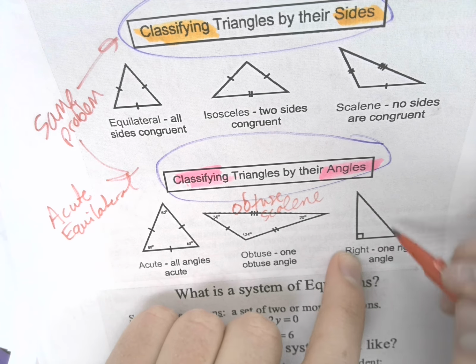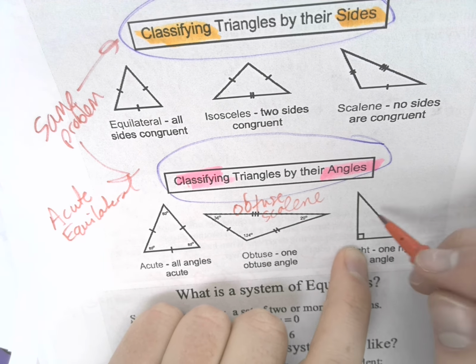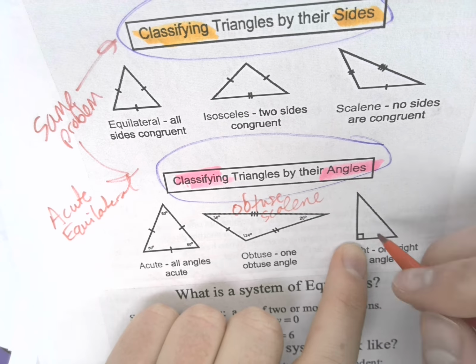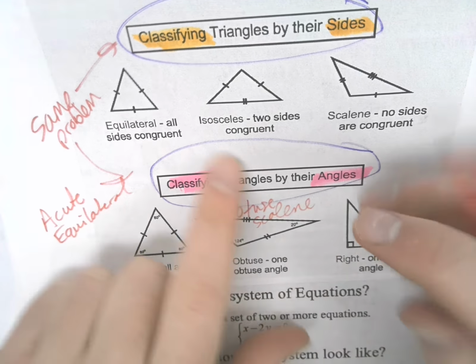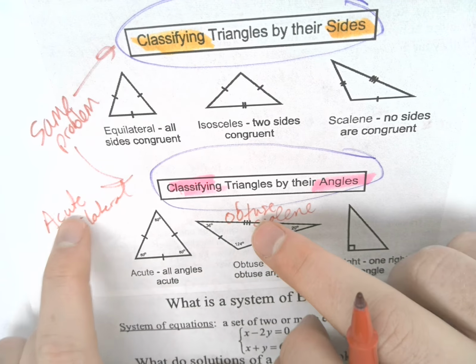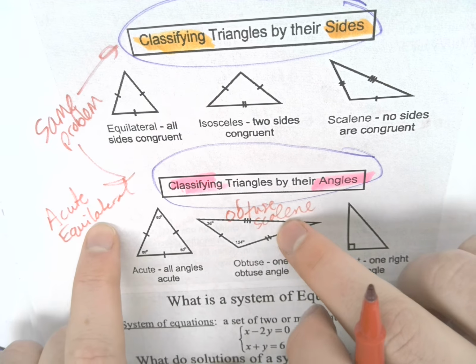You could have, this will be a right triangle. We're not told anything about the sides, so you couldn't really make a claim about that. But you're going to sometimes be required to say both the angle and the sides. So keep that in mind, guys.